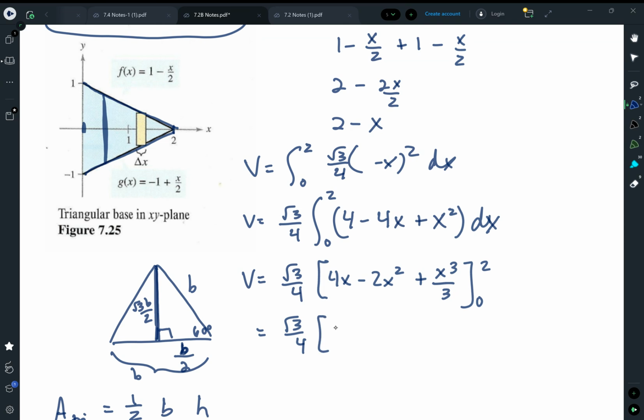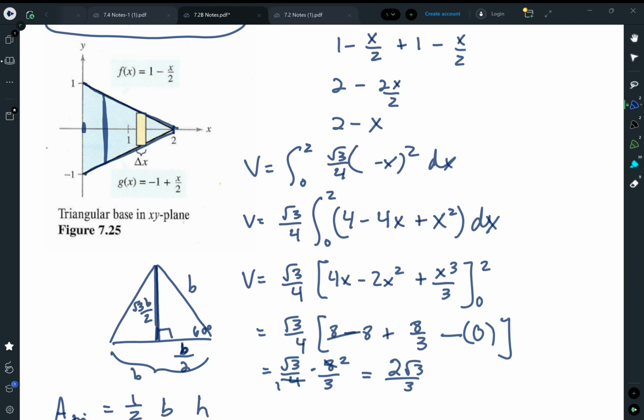So 4 times 2 is 8, minus 2 times 2 squared. Well, 2 squared is 4 times 2, so that's also 8. So those are gone. Plus 2 cubed over 3 would be 8 thirds. Minus, when I plug in 0 for all of them, it's just 0, so nothing to worry about there. So I end up with root 3 over 4 times 8 thirds, which is going to be 2 root 3 over 3.